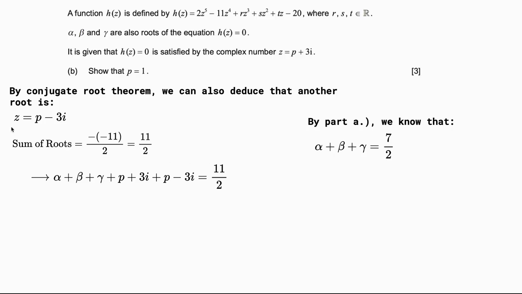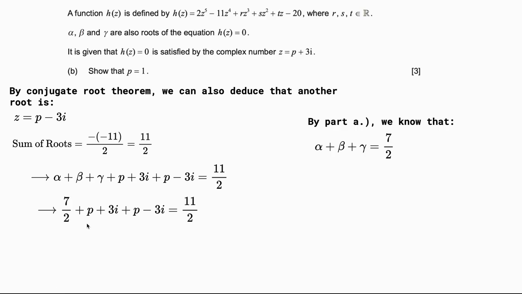So now we can essentially add up each of these roots and put an equal sign and show that it's equal to 11 over 2, since it is a sum. This is the sum of all the roots. And since we know that alpha plus beta plus gamma is equal to 7 over 2, we can actually substitute this in here. So then we get 7 over 2 plus p plus 3i plus p minus 3i equals 11 over 2.